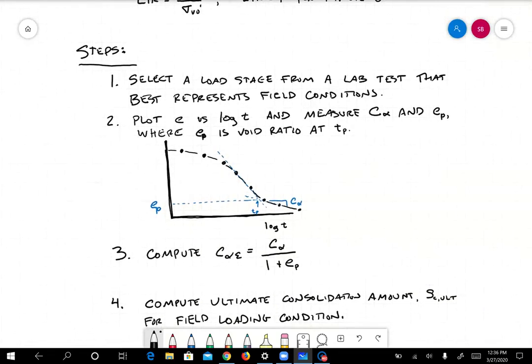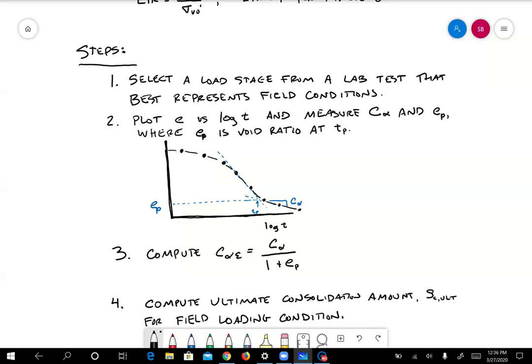The first step is that you have to pick a load stage from the laboratory test that best matches the field conditions that you're going to be analyzing. We want to pick the most representative load stage so that some of these assumptions are a little bit more tolerable. If you pick the wrong load stage, maybe C alpha would be really far off from what will happen in the field. But if you pick a load stage that's reasonably representative, it should be better.